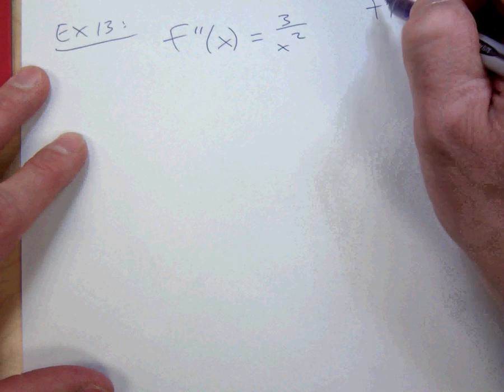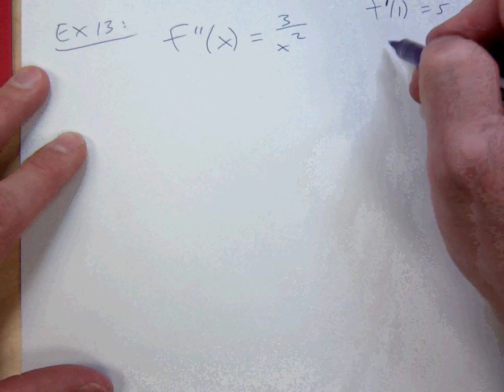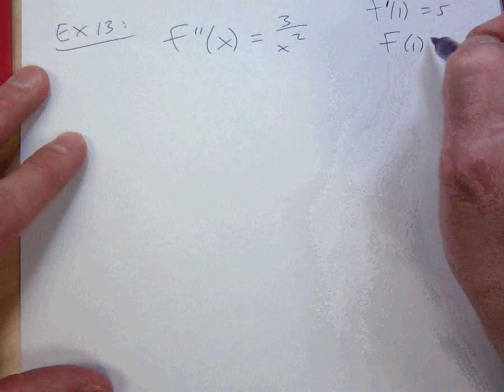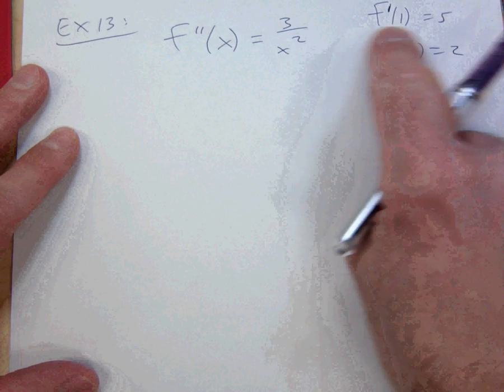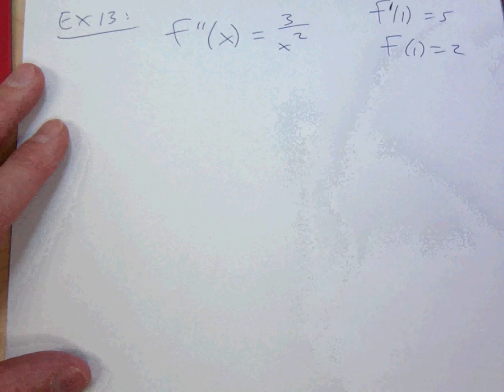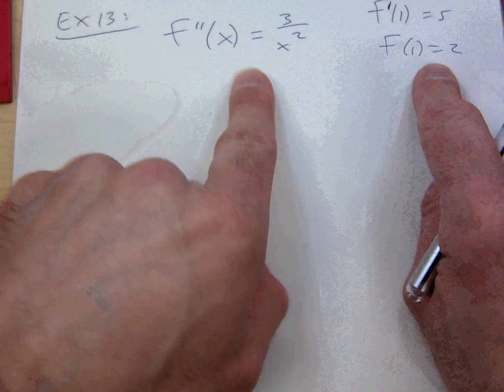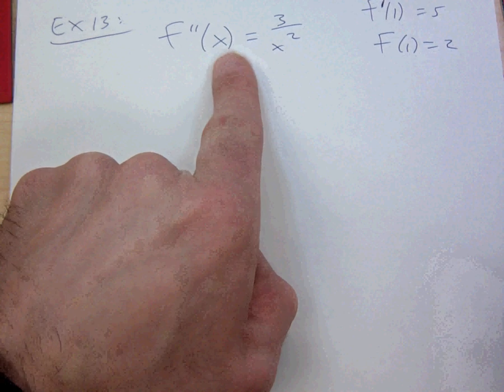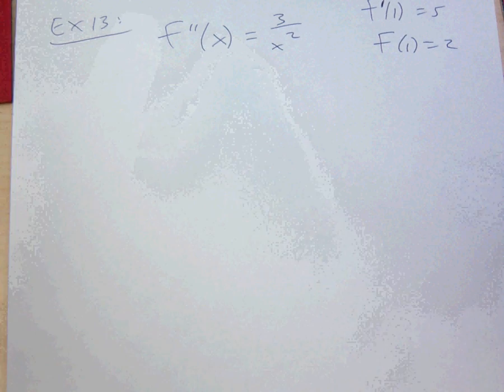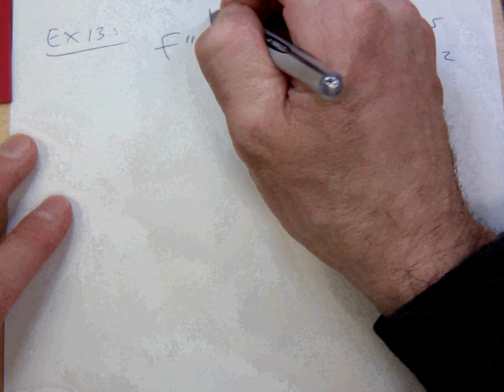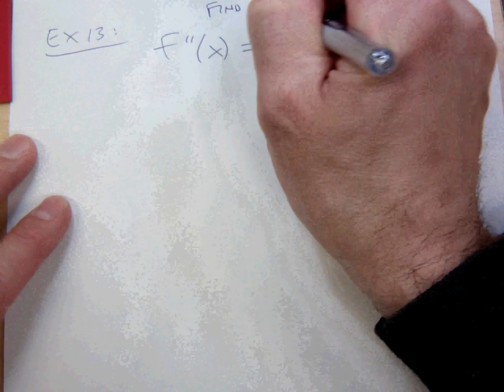Okay, this time I give you a couple different initial conditions, right? I give you an initial condition for f, and I give you an initial condition for f prime. So we're going to use those later on. For right now, let's just start with this. We're trying to find what here, guys? F.